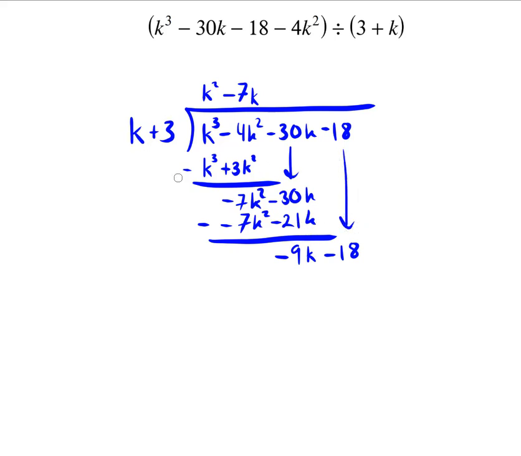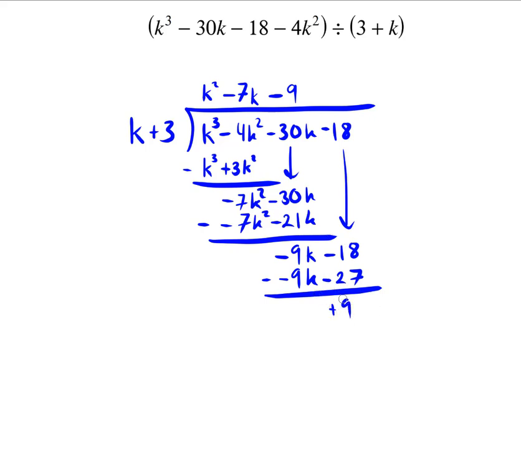And so when I do that, I ask myself again the question, how many times does k go into negative 9k? And I should get, it goes in negative 9 times. Negative 9 times k is negative 9k, right? Negative 9 times 3 is negative 27, right? And I subtract all this now, and the negative 9k minus the negative 9k cancels out. The negative 18 minus the negative 27 is really adding 27. So I'm going to get a positive 9. That's my remainder. My remainder is a positive 9.